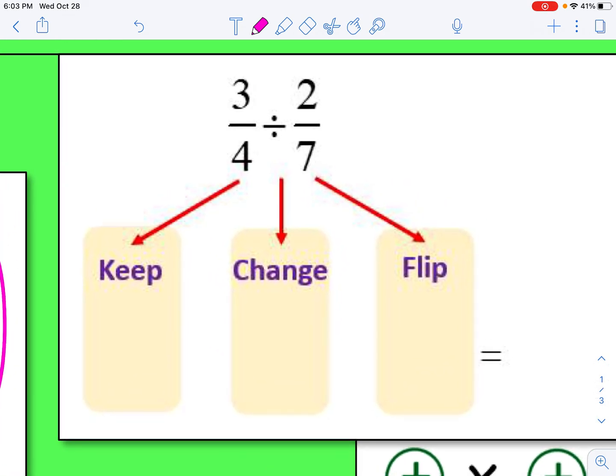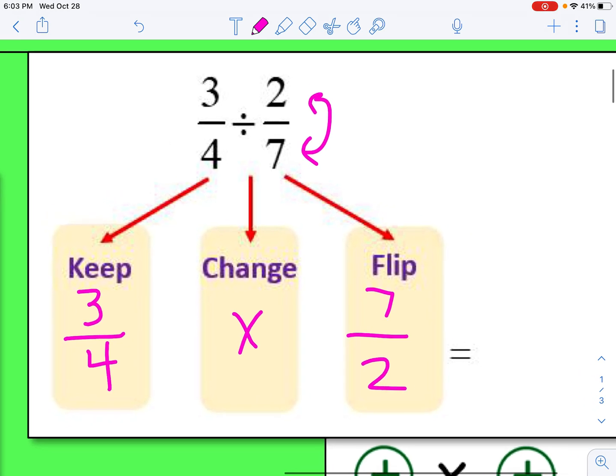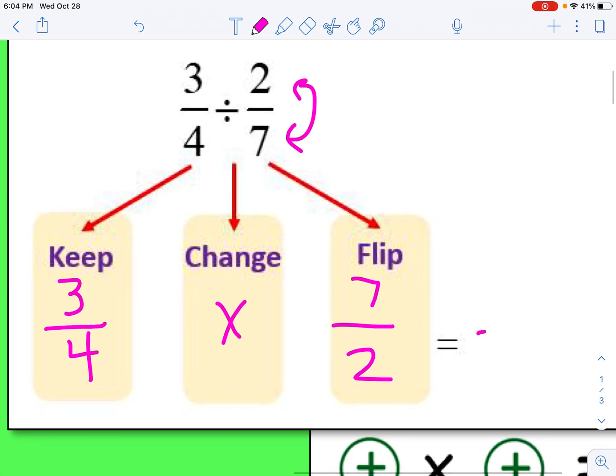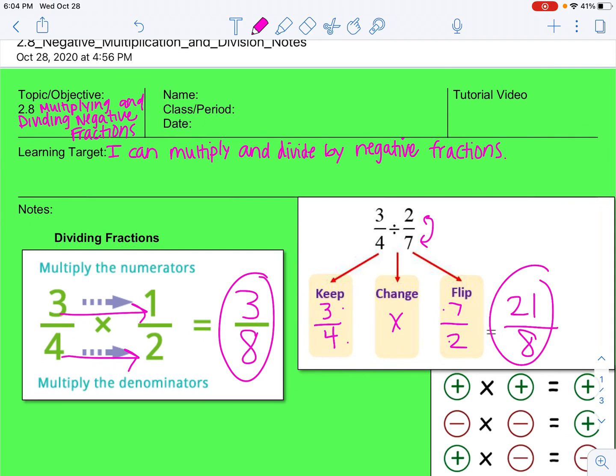Okay, and then when we divide, remember we need to do keep, change, flip. So that means I keep my first fraction, change my divided sign to a multiplying sign, and flip my last fraction. So now it's 7/2. And then we just multiply straight across, just like normal. 3 times 7 is 21, 4 times 2 is 8, and we're done.